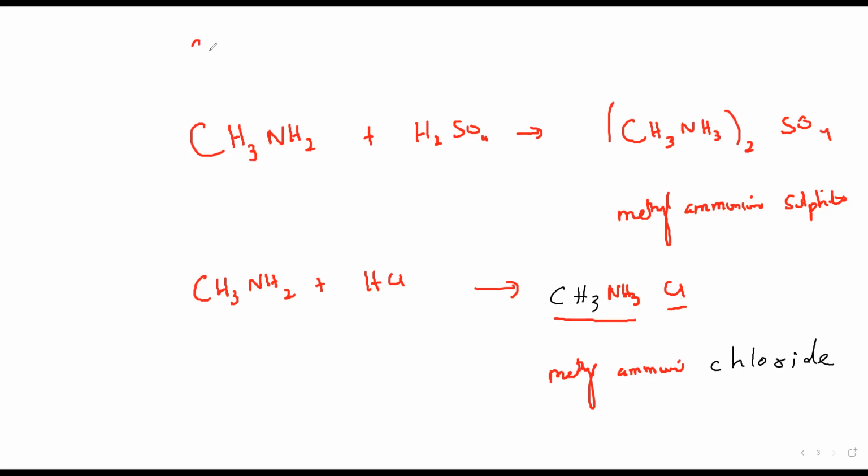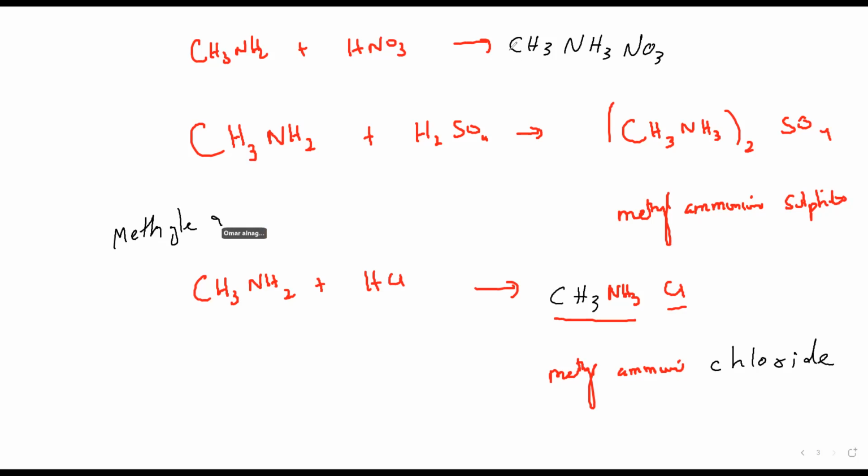If I say another thing, I have methylamine and it is reacting with nitric acid, HNO3. What will be the product? Nitrate is -1. So it will be CH3NH3NO3, and the name of this salt is methyl ammonium nitrate. Why is methyl there? Because one carbon is there, that's why meth. And because it's an alkyl group, a branch attached, that's why methyl. Ammonium is because of this part, and nitrate is because of NO3.